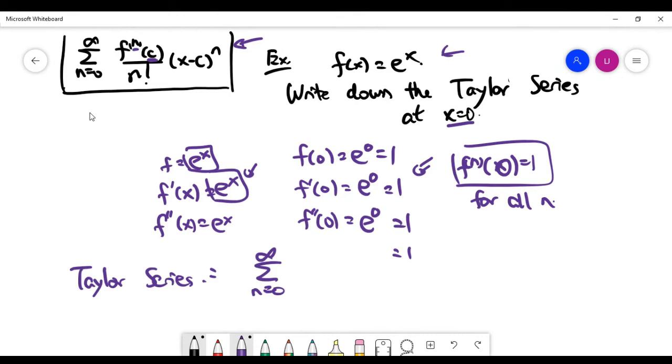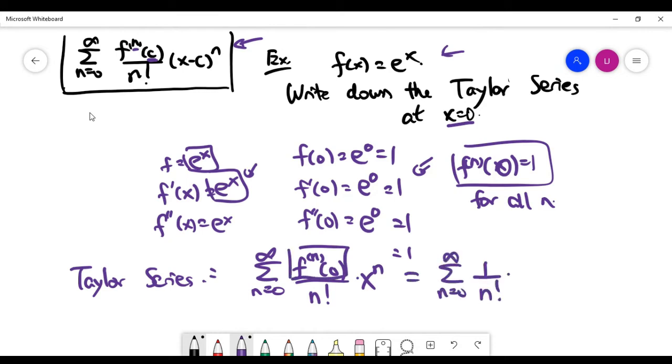So you see the Taylor series is basically the summation of all terms, where the top is the nth derivative at the point x equals 0 divided by n factorial times x to the power n, right? And we know that all of these derivatives are 1 now. So basically, it's the power series 1 over n factorial times x to the power n, right?